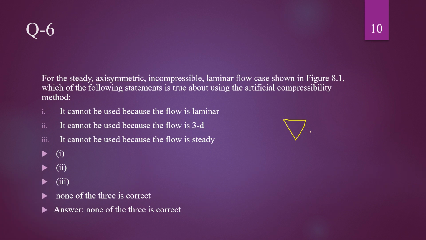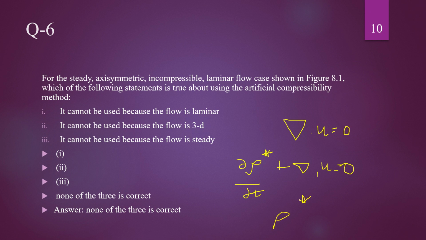So for incompressible fluid flow in general, del dot u is equal to 0. In the artificial incompressibility method, we use one more term, dou rho star by dou t, similar to the compressible equation, and together with this del dot u is equal to 0. In this case, rho star is equal to P by beta square. This beta square is known as the pseudo compressibility factor.